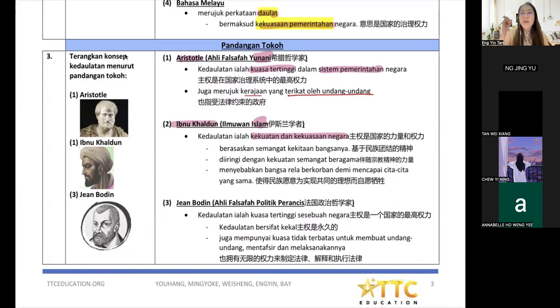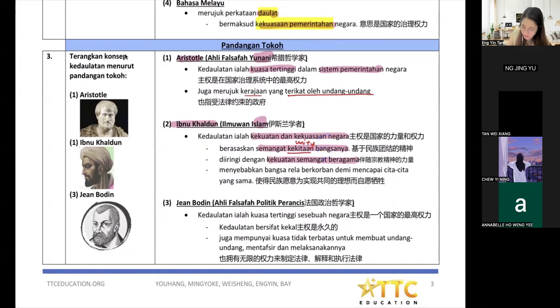And he said that this power is based on semangat kekitaan bangsa. So kekitaan means what? Unity. We are all together as one. So the power comes from the people united together as one. And how do you make the people united together as one? Religion. Kekuatan semangat beragama. So for me, I would suggest you guys to memorize these 3 points.